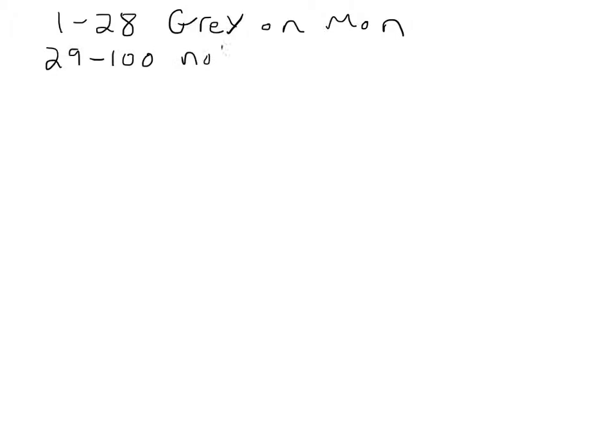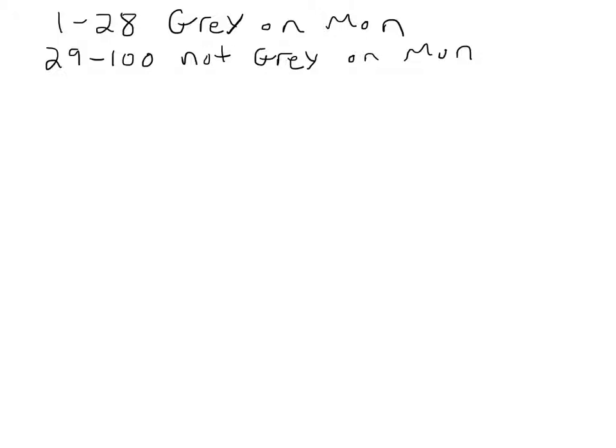So let's see how I'm going to label these random numbers. That means that 1 to 28 is going to represent gray on Monday, and 29 to 100 is going to represent not gray on Monday. But then depending on what that Monday is, that's going to change the numbers for the rest of the week.